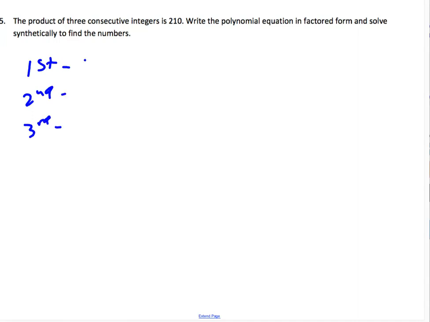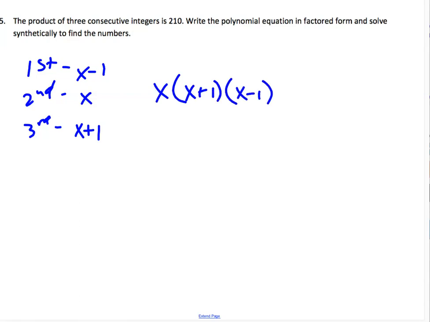You could call the first one x, in which case the next one will be 1 bigger, x plus 1, and the next one will be 1 bigger than that, x plus 2. I mentioned that it's actually easier to let the second one be x, so the third one's actually 1 bigger, and the first one's 1 smaller. That way, when you multiply them out, you're multiplying conjugates. So the product has to be 210.